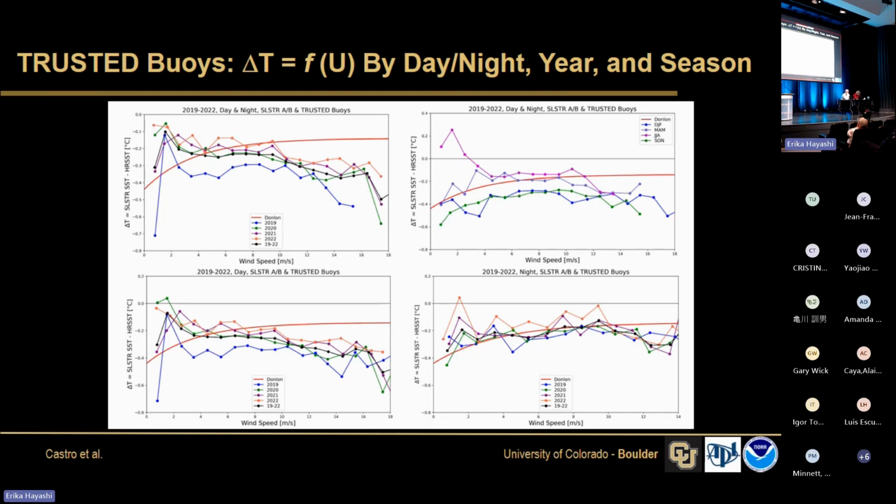And it's easier to see that in all of these plots, the observed dependence gets away from Donlon at winds about 10 meters per second. So there's the downturn with increasing delta T for increasing winds. The seasonal plot I found interesting because it's saying that for the Trusted buoys, the dependence agrees with Donlon from March to August, which is the top two plots. But from September to February, the dependence shifts down, same as with EPIC.